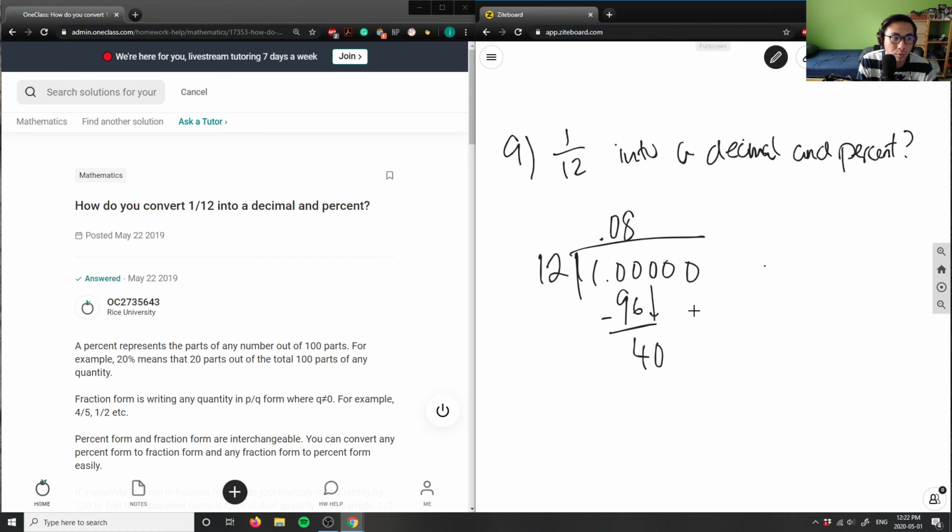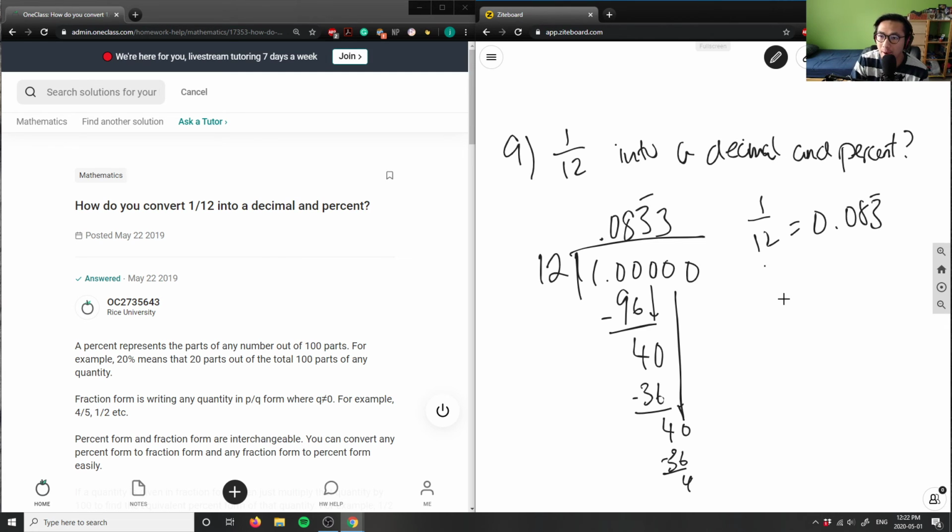12 times what number would be closest to 40? 12 times 3 would be closest to 40 here, which would give me 36. 40 minus 36 here is 4. Bring down the 0. It's going to be a 3 again, and it's going to repeat as well. So it's going to be 0.083 repeating would be my decimal, right? So 1/12 would equal 0.083 repeating. And this would be my decimal here.